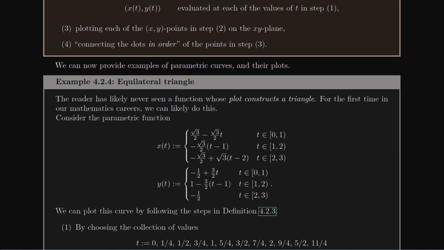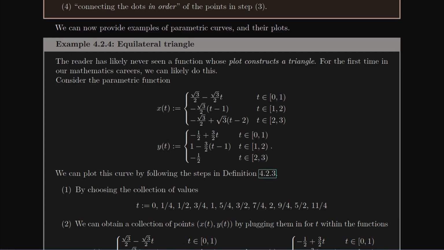So let's look at a nice example of what I'm calling an equilateral triangle. And this is going to start to kind of show the importance of parametric curves, because if we go back to our regular idea of plotting functions like x comma f of x, this can never be a triangle because that would fail the vertical line test.